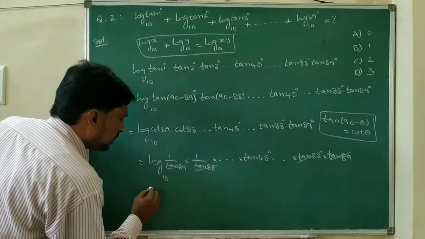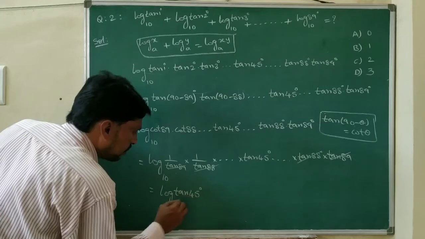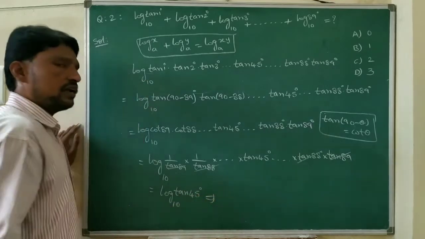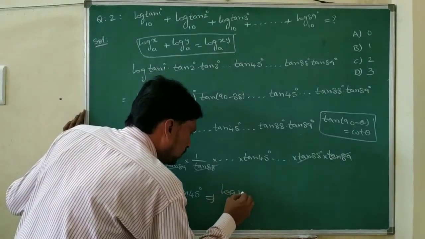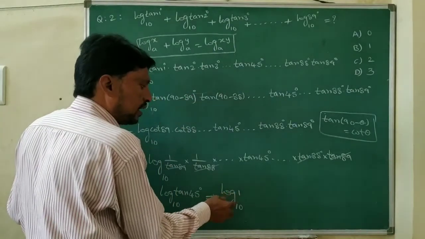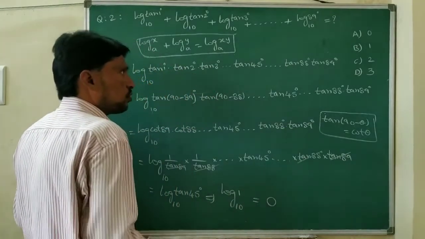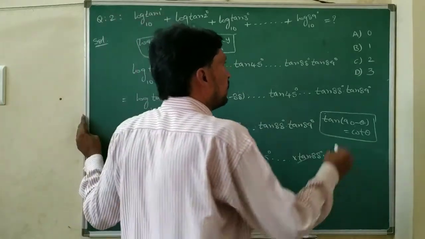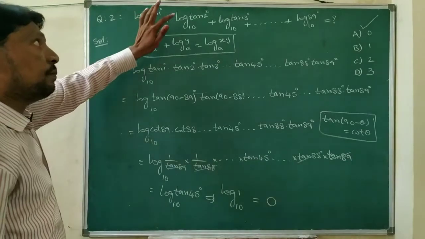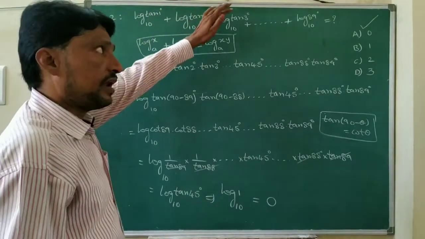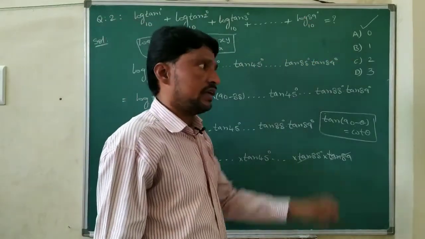So we are left with only log tan 45 degree base 10. The value of tan 45 is 1, so log 1 base 10, and that value we know is 0. So 0 means option A is correct. So log tan 1 degree base 10 plus log tan 2 degree base 10 plus log tan 3 degree base 10, so on, log tan 89 degree base 10, the value we get is 0.